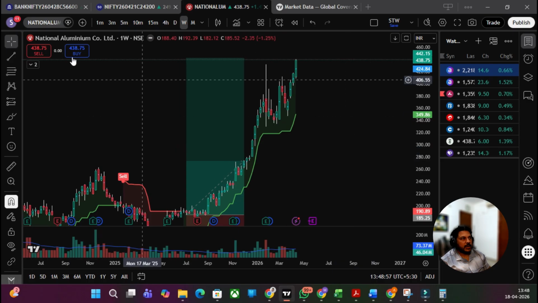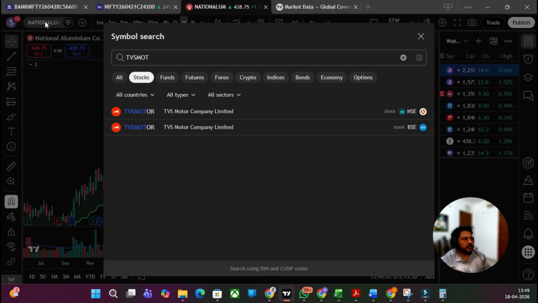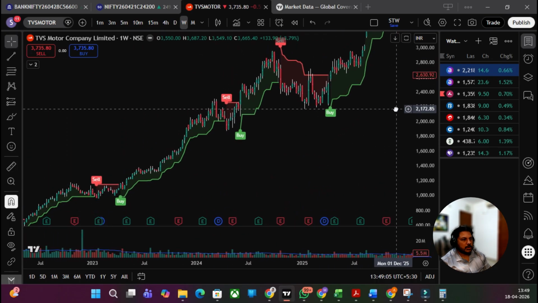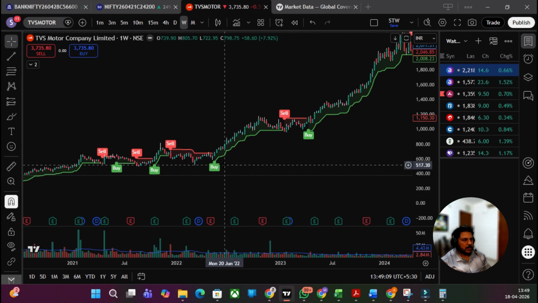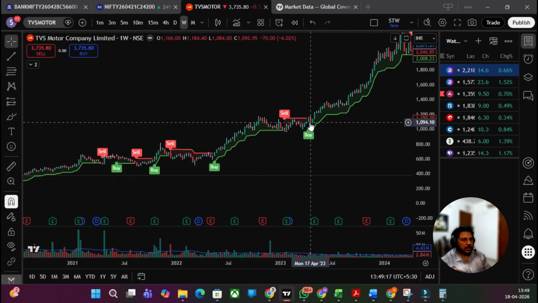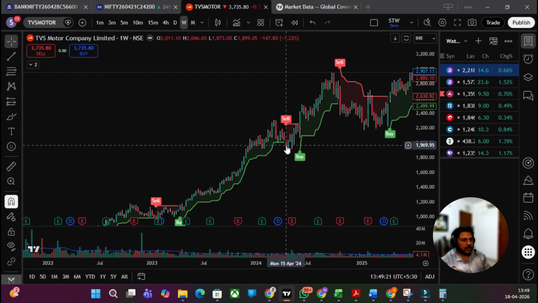Some of my trades, if I have to show you, TVS Motors. It's a very good stock. So I must have picked it up somewhere around here, 661. Then it gave an exit here, 992. Then an entry here, 1092. So 1092 till 1969. So 900 points you have captured.